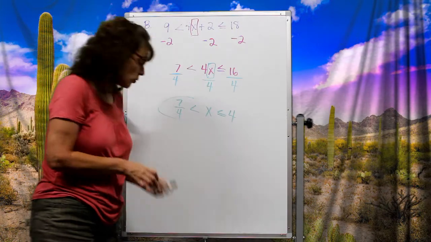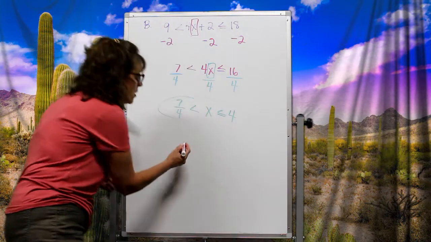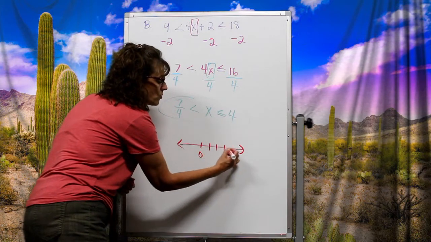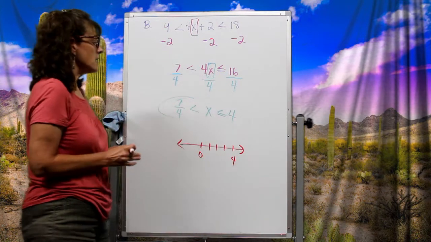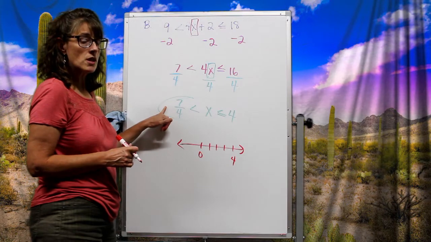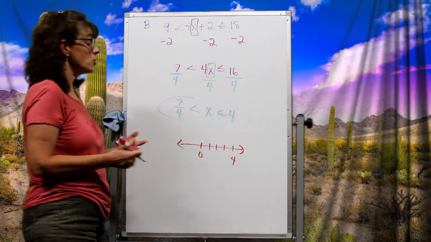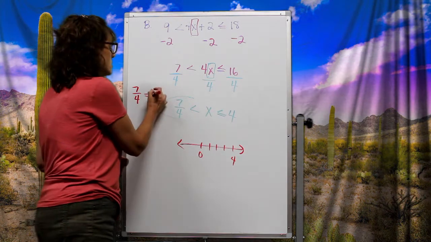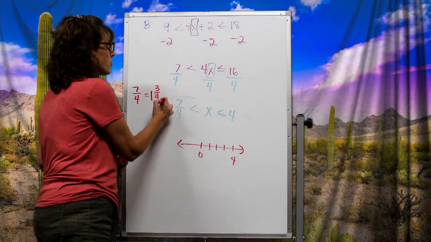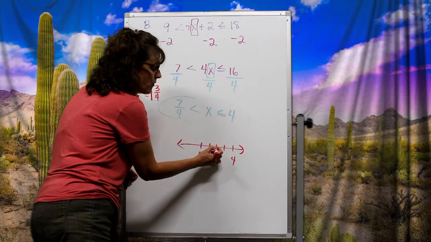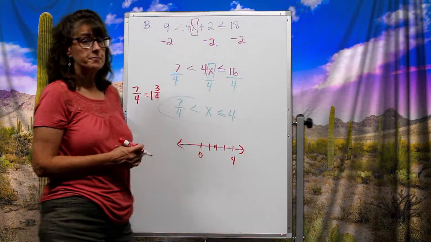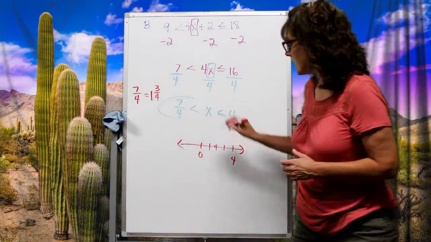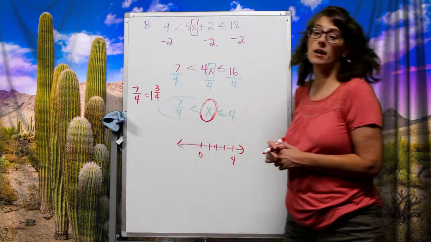But we know that we need to graph that solution on the number line. So here's my number line. Here's my 0, 1, 2, 3, 4, and that 7/4, where does it sit? Well, that's tough to figure out, so I do need to turn it into a mixed number in order to figure out where it sits. 4 goes into 7 once with a remainder of 3, so that's the equivalent of 1 3/4, which sits right about here.